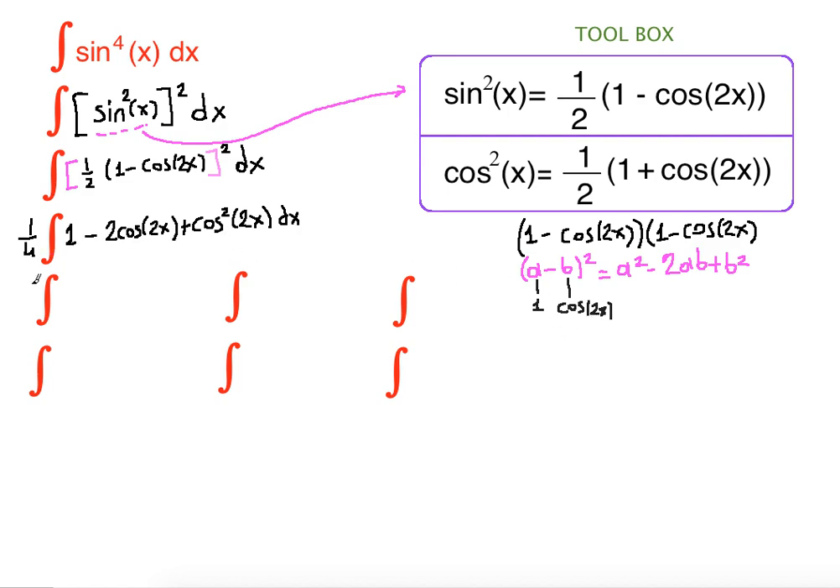Now we can separate the integrals. So 1/4 in front of that whole integrals that we're going to separate. So 1 dx minus 2 times cosine of 2x dx plus cosine squared of 2x, and dx.